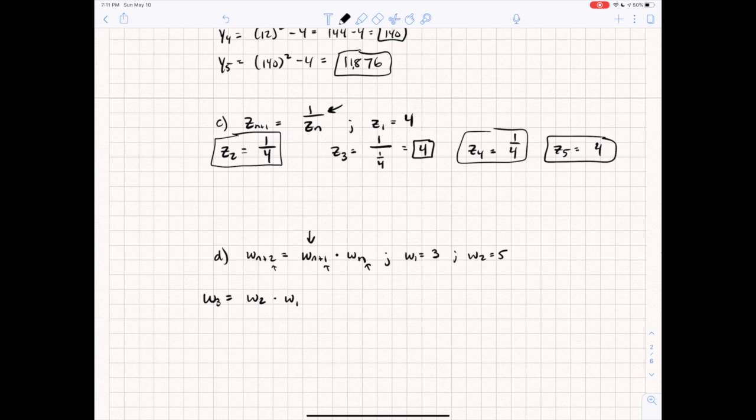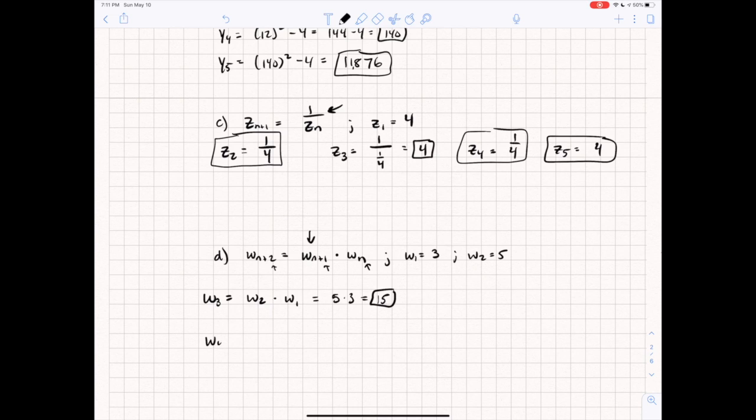And that's why if I'm starting at W3, then I'm doing 1 before, which would be W2, and then the one before that, which is W1, or 2 less. And so I'm just going to take those two numbers that we were given and multiply those together. So this would be 5 times 3, and so 15 is W3.